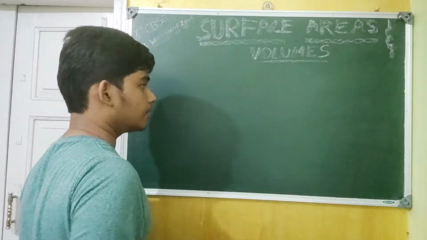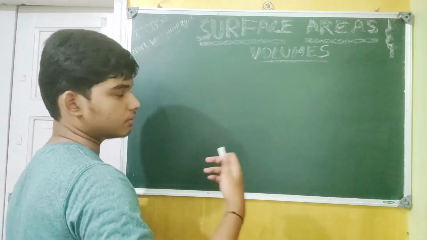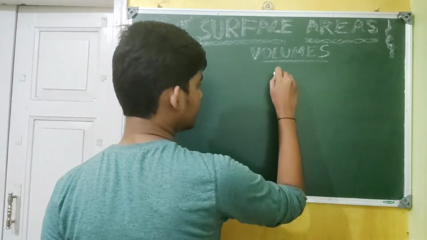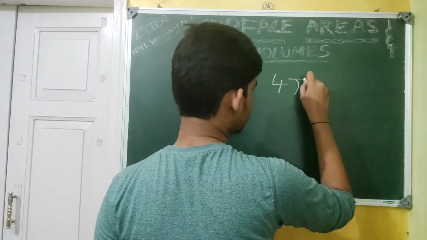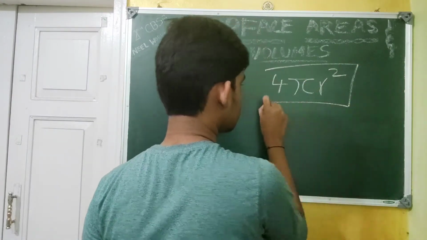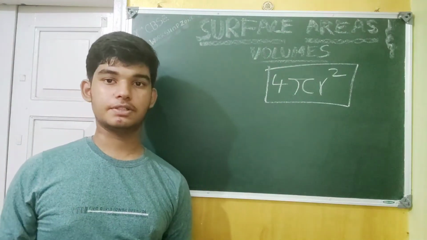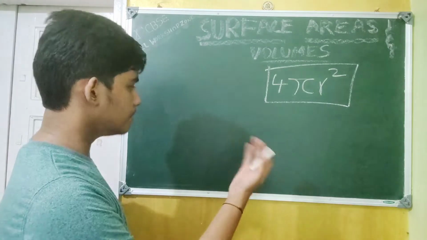So let me write down the formula. The formula for the curved surface area and the total surface area of a sphere is 4 pi r squared. So this is the formula for the total surface area and the curved surface area of a sphere.